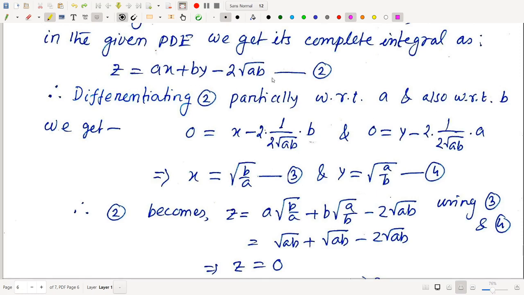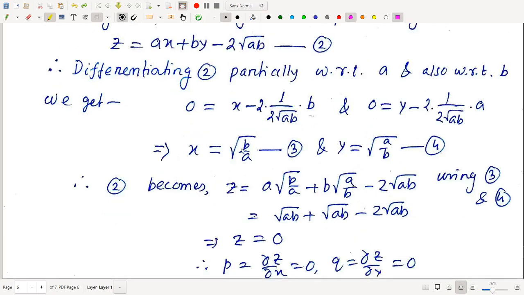With respect to a, we are considering a and b as variables and the others are all constant. So on the left side, the derivative of z will be 0. Ax with respect to a gives x. By has no a, so 0, and then minus 2 remains, and the derivative of root ab will be 1 by 2 root ab into b, because we have differentiated with respect to a, so b is constant. Similarly with respect to b, the left side derivative of z is 0, ax will be 0, and by with respect to b will be y, minus root ab will be 1 by 2 root ab into a, because this time we have differentiated with respect to b, so a is constant.